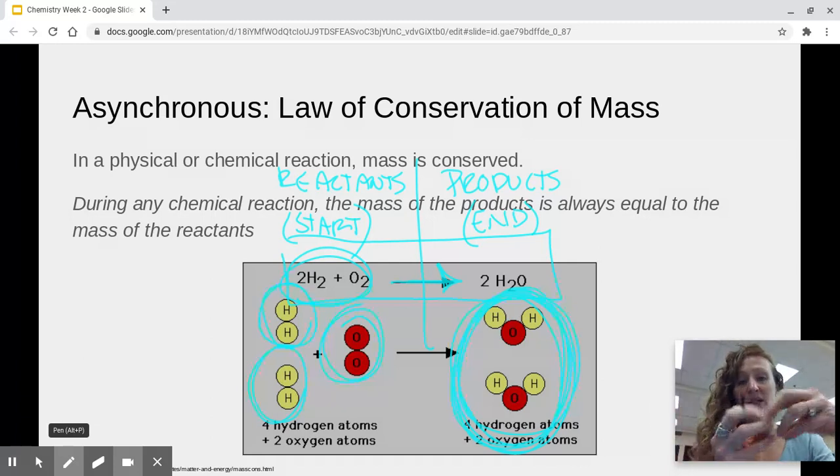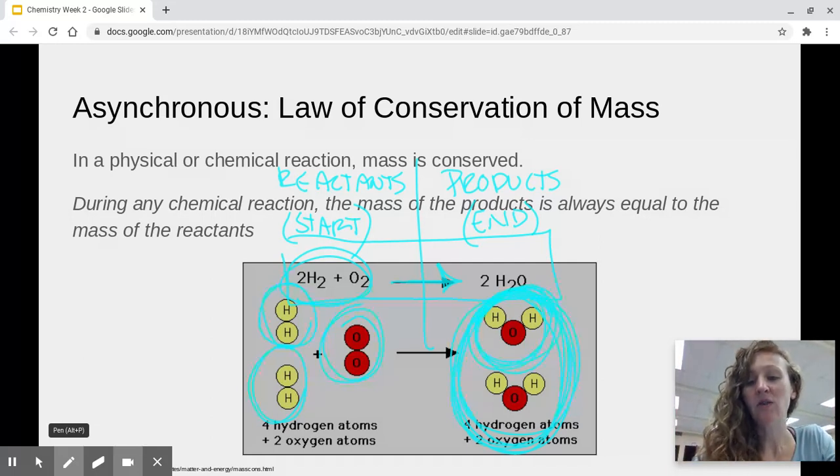The oxygen has been pulled apart and rebonded with the hydrogen. The hydrogen has been pulled apart and rebonded with the oxygen. And what we have now is we have water. We have a new substance with a totally different set of properties. We have water. So water is our product. Water is present in the end. Hydrogen and oxygen have been used up and are no longer present.